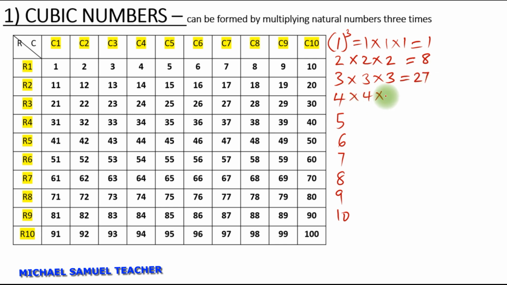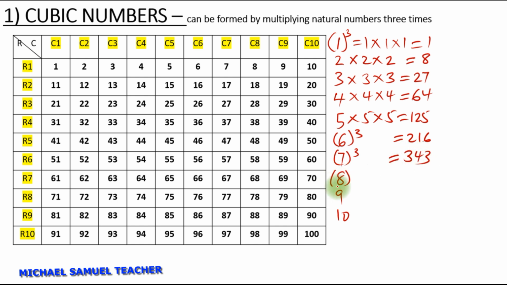4 times 4 times 4, we get 64. 5 times 5 times 5, we get 125. 6 cubed, we end up getting 216. 7 cubed, we end up getting 343. 8 cubed, we end up getting 512. 9 cubed, we end up getting 729, and 10 cubed, we get 1000.